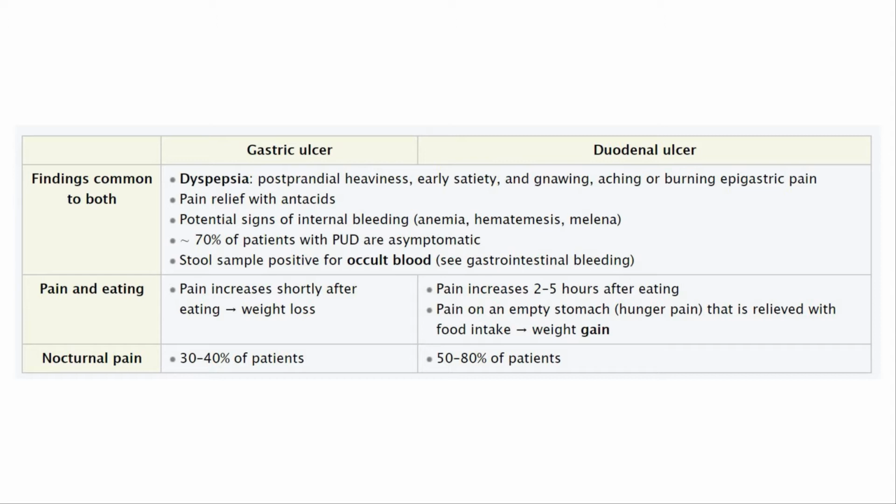So that idea of, if it gets better with nitrates, it's cardiac. If it gets better with antacids, it's a gut thing. That's obviously not realistic. Even if it sounds like heartburn, they should be investigated for heart attacks because it could be. They might be bleeding. They might be anemic if they've got this ulcer that's just slowly oozing blood out over the months. The difference, as we said, is this pain after eating for a gastric ulcer, whereas the pain gets better with food in duodenal.